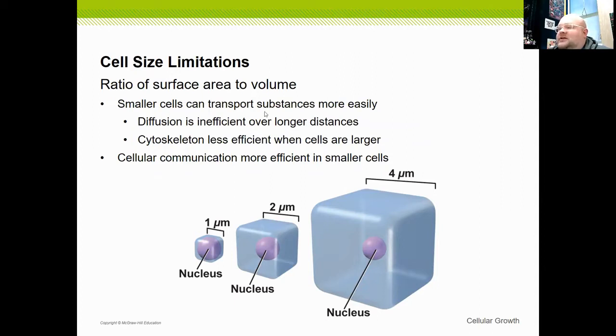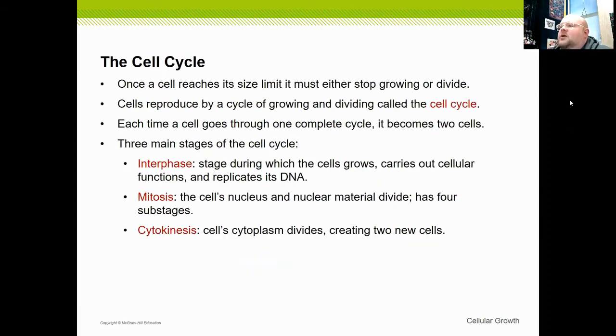Smaller cells, as I just said, transport substances more easily. Diffusion is not that efficient over long distances. The cytoskeleton is less efficient when the cells are bigger. Cellular communication is more efficient in small cells. If things are closer together, it's easier for them to communicate. So once a cell reaches that size limit, it either has to stop growing, aka die, or divide.